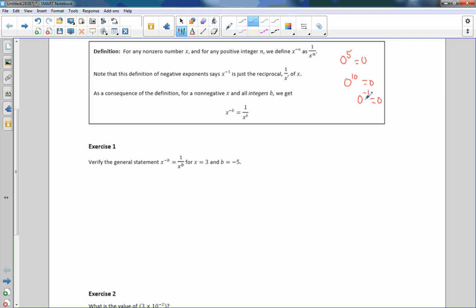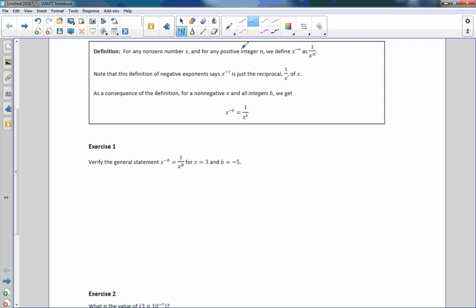Actually, there's going to be a problem here because 0 to the negative 1 would put 0 in the denominator, and then that's dividing by 0, and that is undefined. So we can't have x equal to 0 because it's going to end up in our denominator.